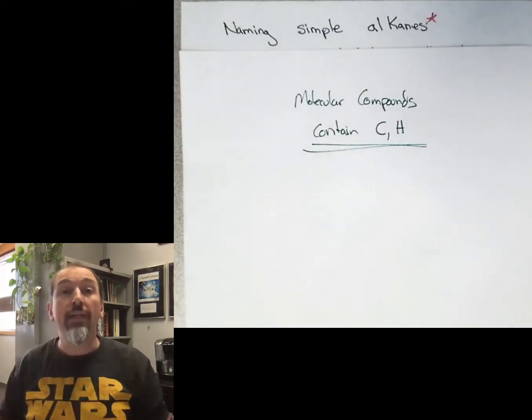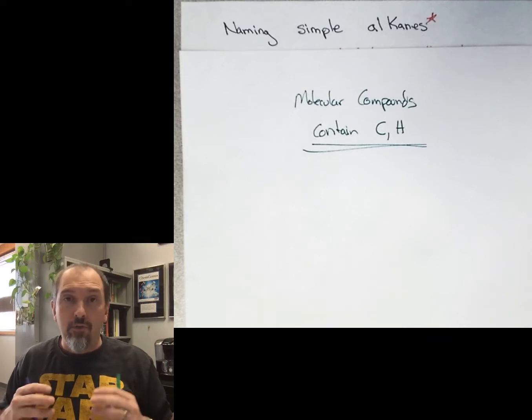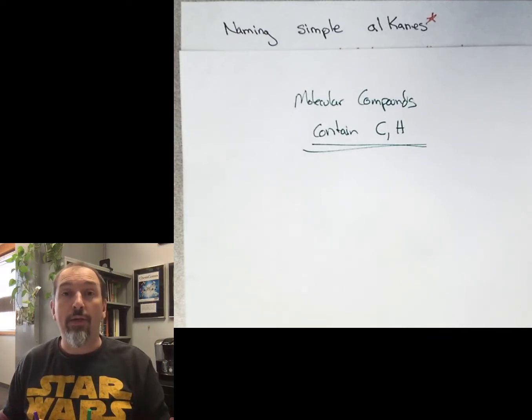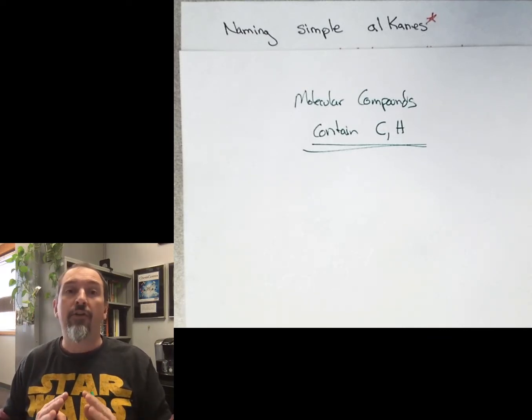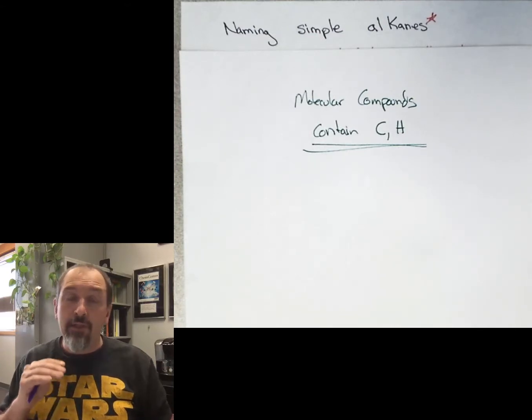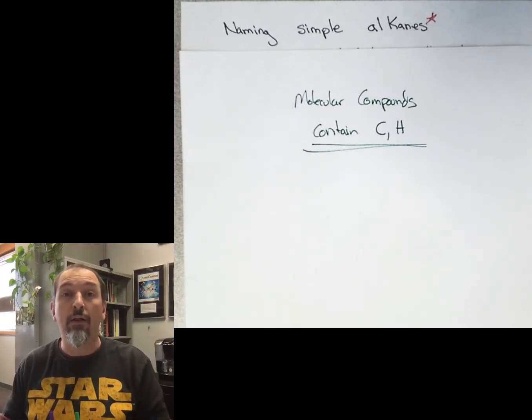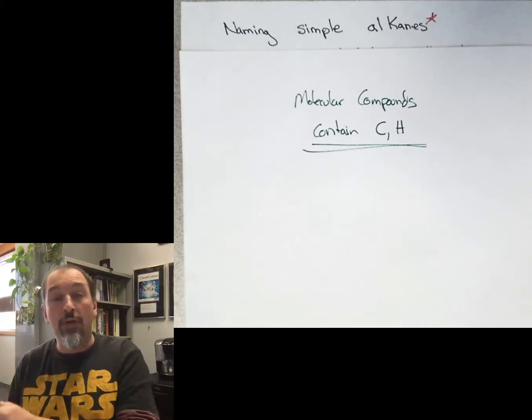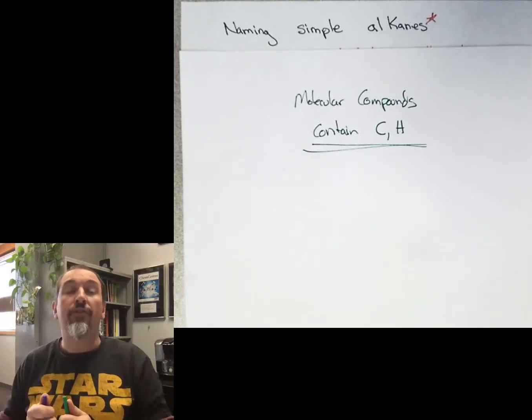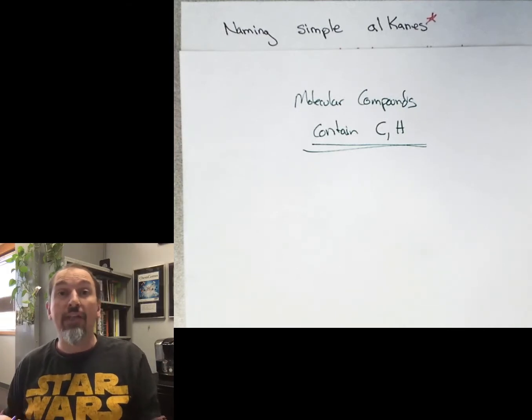Okay, before we get started on doing more work with understanding how to write the different formulas, I want to cover the naming of very simple alkanes. And this is going to be key because this is going to build our foundation for all of the naming of organic chemistry. So we have to make sure we get this down really well. Once we talk about this a little bit, we'll work some examples on drawing those different kinds of formulas. Okay? So we're going to start with naming simple alkanes.